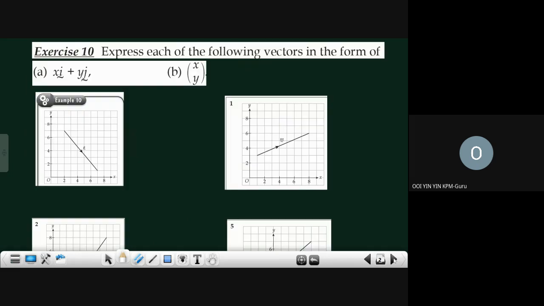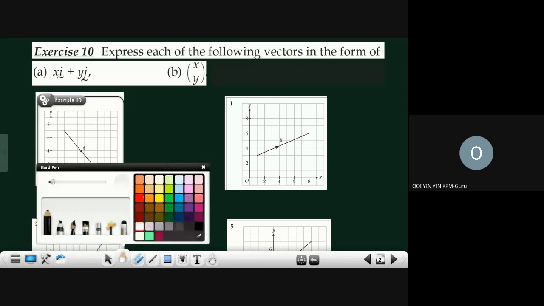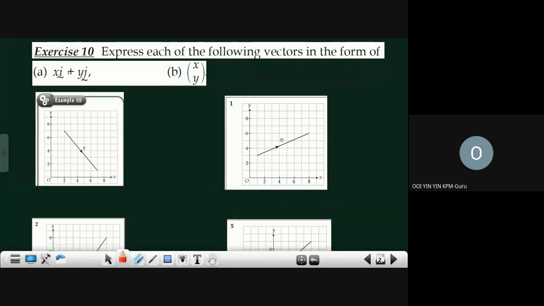Okay, so now, the first thing we want to do is we want you to get familiar with how to express the following vector in forms of I and J. Okay, I and J. You want to represent your vector in forms of I and J. So how to do so? Actually it's not hard. As I told you, I is the horizontal, and J means the vertical.